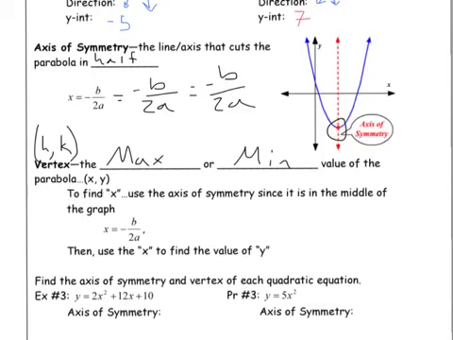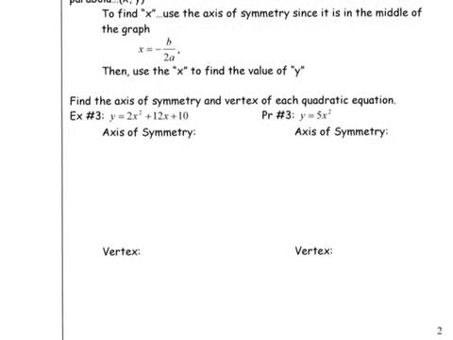Now, how do we find the k value or the y value of the vertex, the height of where that vertex is? Well, you plug it in to the original equation. So you plug whatever x you found into that original equation, and the y that it kicks out, that's your coordinate. Let me give you an example.